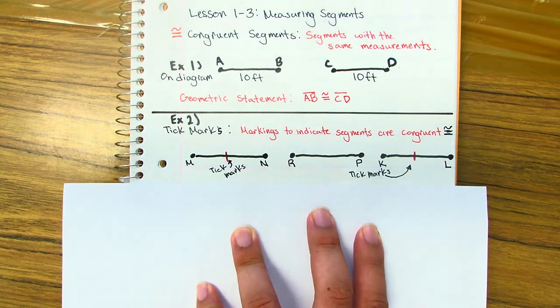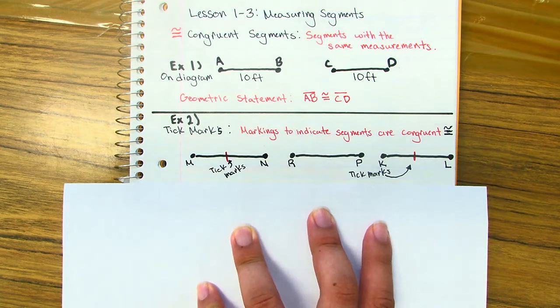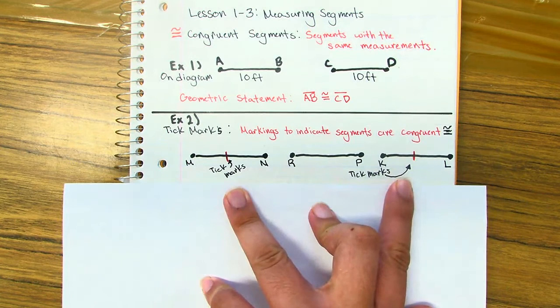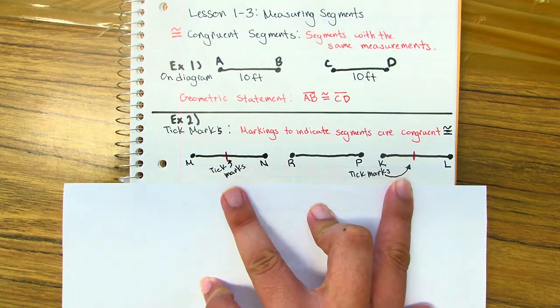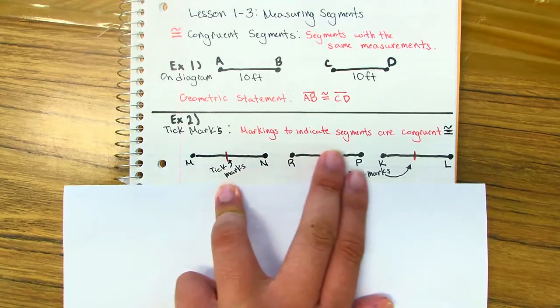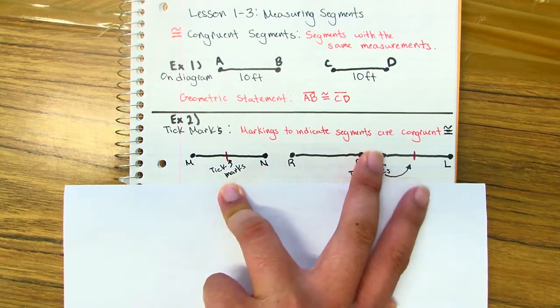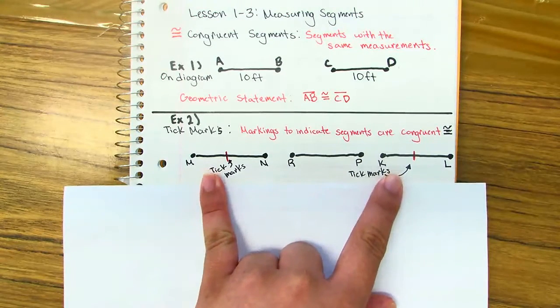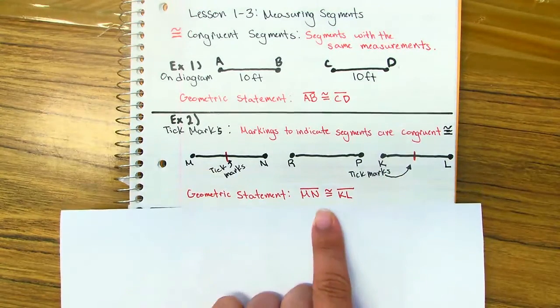So here you have 3 segments. You notice that MN and KL have the tick marks. So you can conclude that since the definition of a tick mark is that it indicates segments that are congruent, you can conclude that MN and KL are congruent in a statement, right?